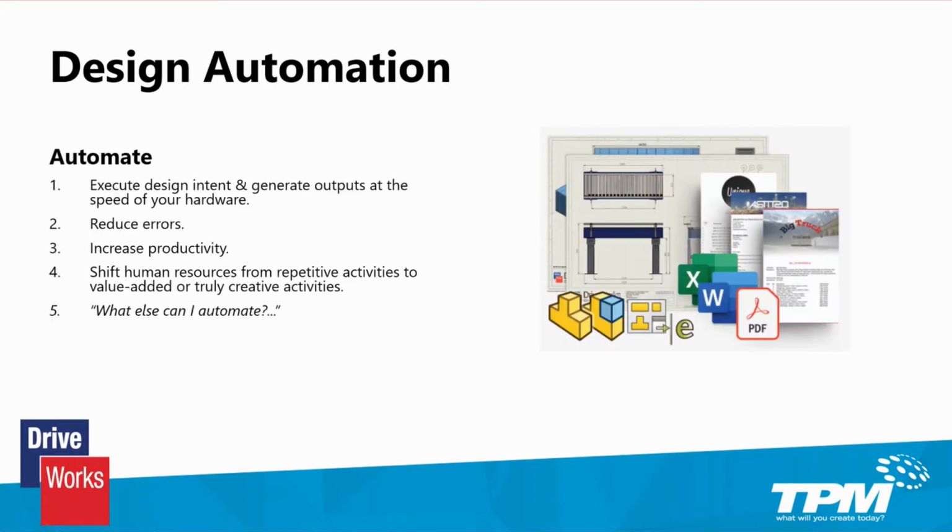Once those two major steps are done, then you can actually start the process of automating. This is where you're going to execute that design intent and create any type of output that you desire, not at the speed of someone operating a mouse, but at the speed of your machine, your hardware, your server.